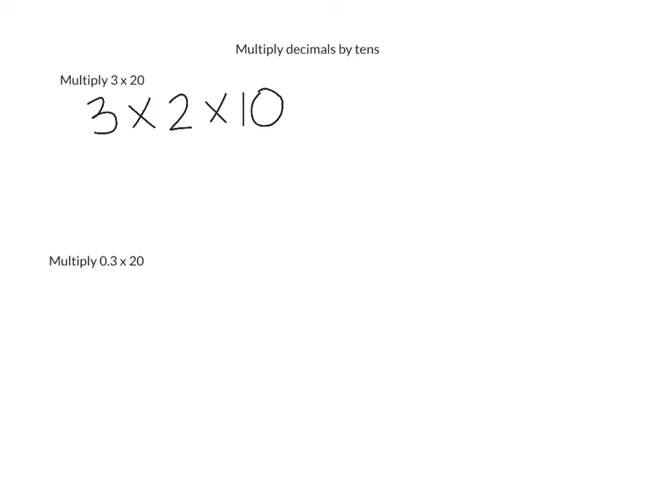We can group the 3 and the 2 together and multiply that first, and then multiply that product times 10. So 3 times 2 is 6. We multiply that by 10. We get our product of 60.